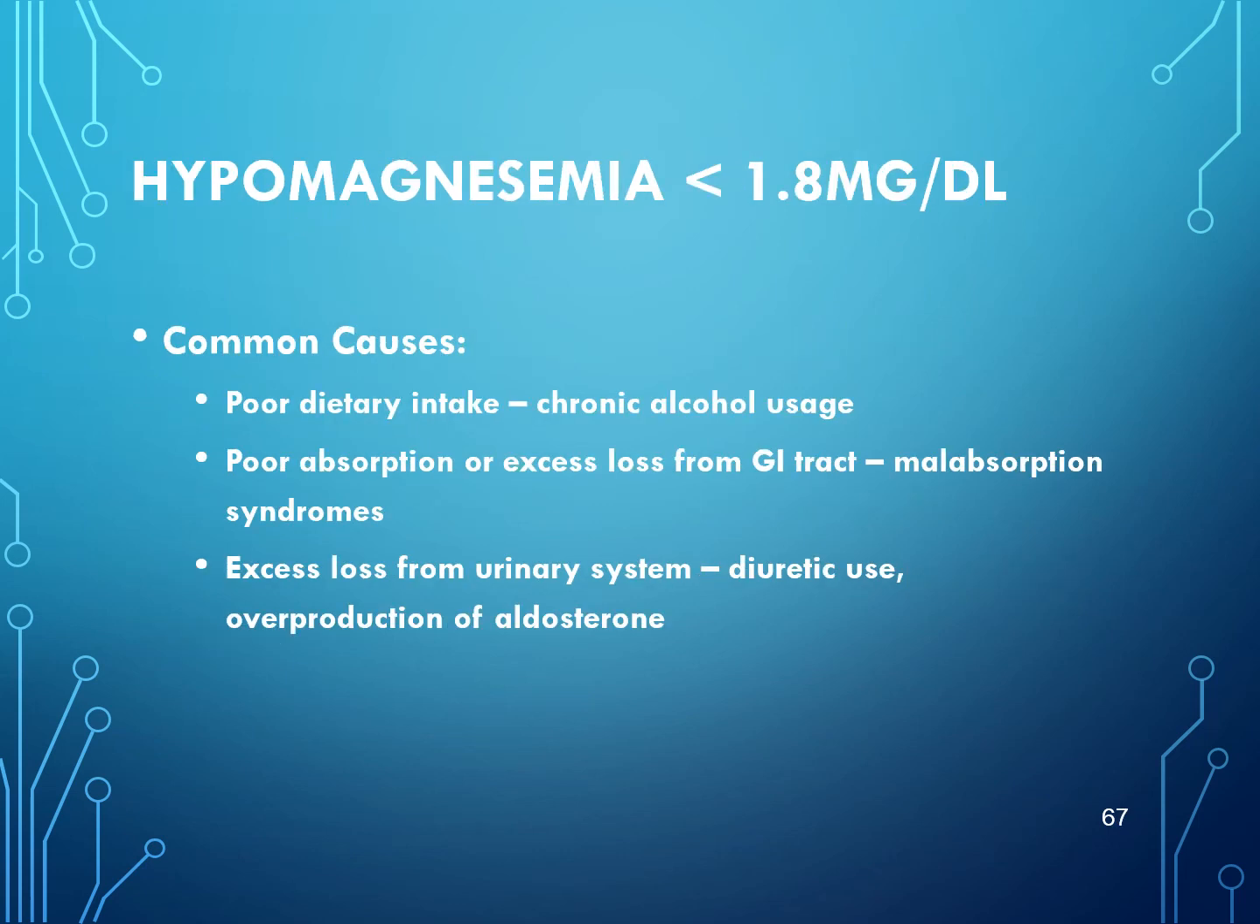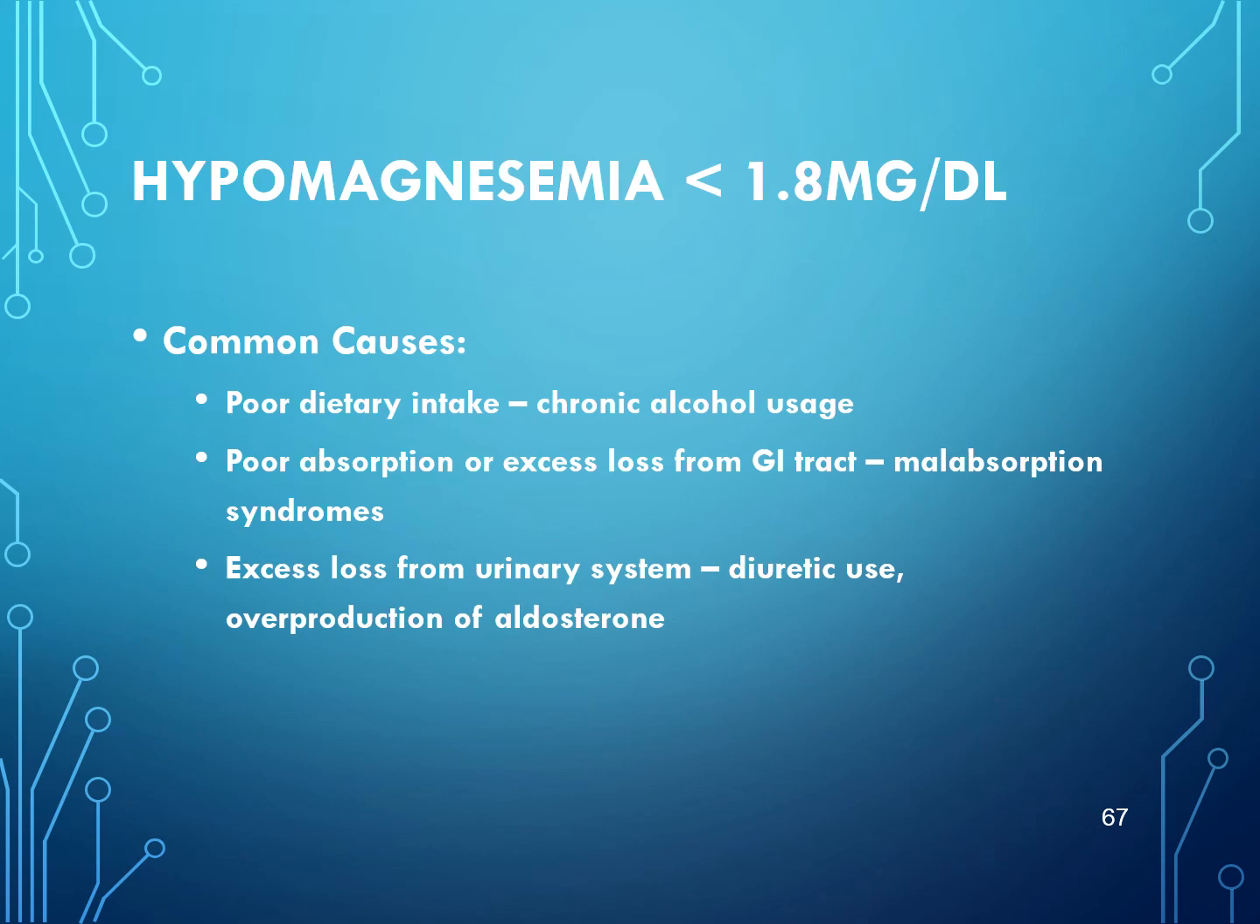Hypomagnesemia. So this is going to be less than 1.8. And low magnesium is actually associated a lot of times with low potassium and low calcium, but it's overlooked a lot of times because those two are going to cause more problems. So really we focus in on them.